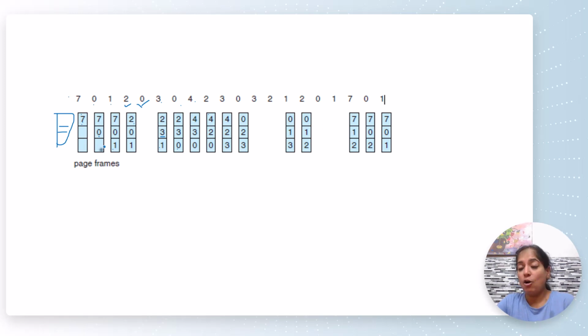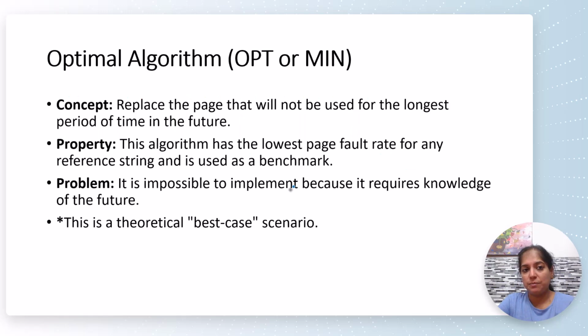So if you can see how many page faults there are, there are 1, 2, 3, 4, 5, 6, 7, 8, 9, 10, 11, 12, 13, 14, 15. There are a total of 15 page faults.